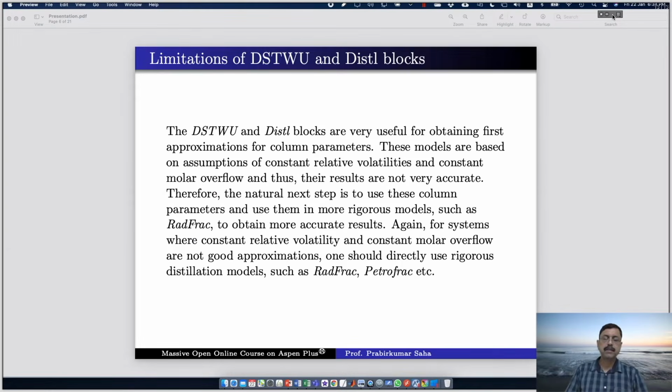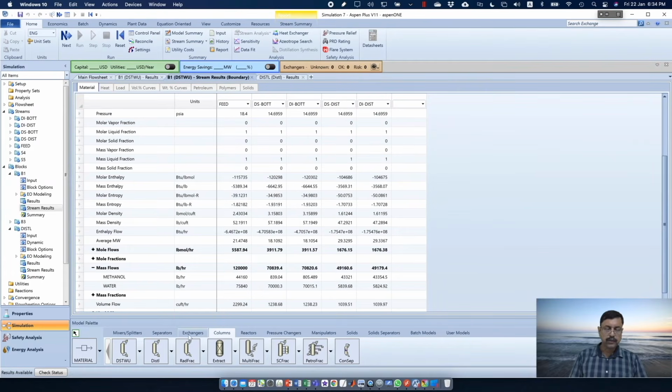Now we will understand the limitations of DSTW and DISTL block. Both these blocks are very useful for obtaining first approximation of the column parameters, because these models are based on assumptions of constant relative volatilities and constant molar overflow. So thus their results are not very accurate. Therefore, the next natural step is to use these column parameters in a more rigorous model. And what is the more rigorous model? We have RadFrac. So the next thing that we are going to do is use the RadFrac model to solve this problem and compare with the previous two.